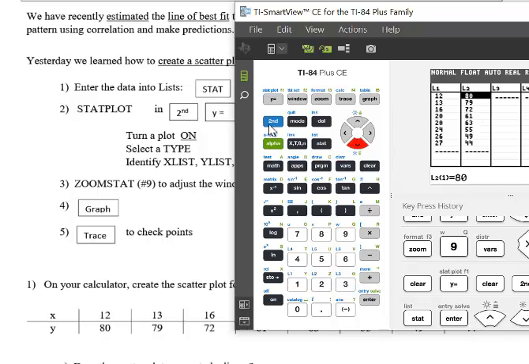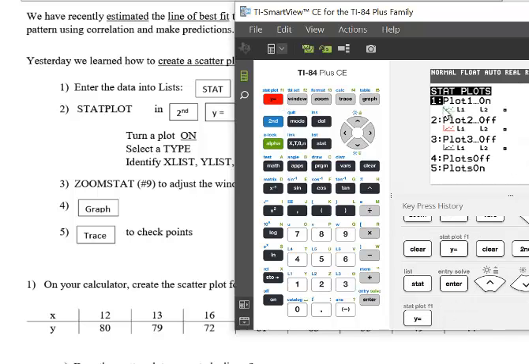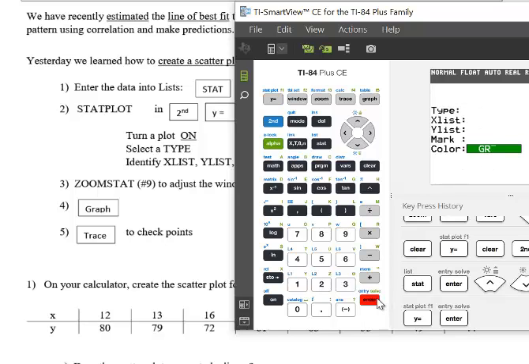So second y equals, this needs to say on. If it's on, it's probably good, but let's double check and make sure everything else is good in there. On is blinking, we're good. The scatter plot is checked. List 1, list 2, all set. The mark, it doesn't really matter what it looks like, but it'll be a little circle. And I changed it to green.